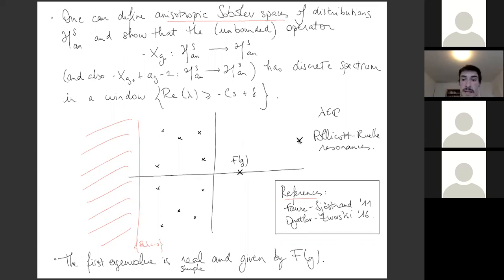Yeah, and I forgot to say that these eigenvalues are called Pollicott-Ruelle resonances. And this description in terms of microlocal analysis is mainly due to Faure and Sjöstrand, and Dyatlov and Zworski.